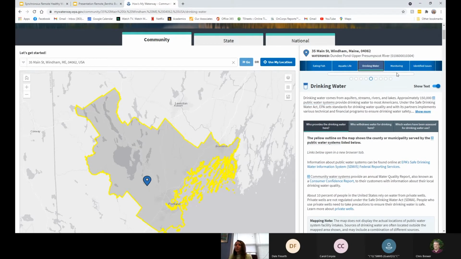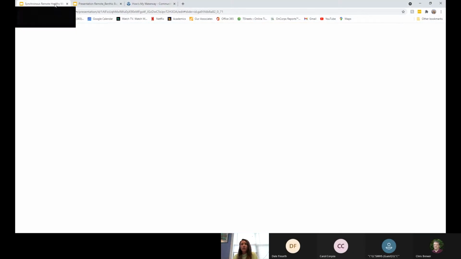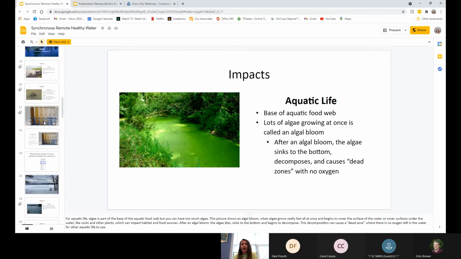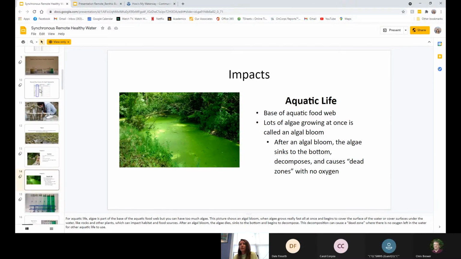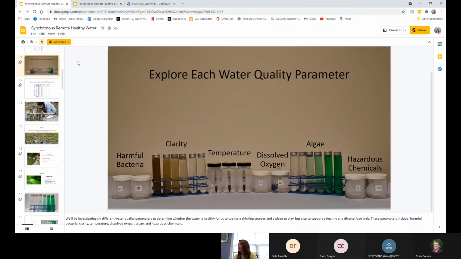So if you aren't sure what watershed you are in, that's a cool tool to figure out what watershed you are located in and some of the different water bodies located around you that might be contributing and bringing water down into that water body. So we'll switch over and look a little bit more at some of the water quality parameters that tell us if water is actually healthy.